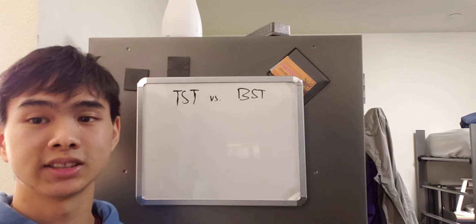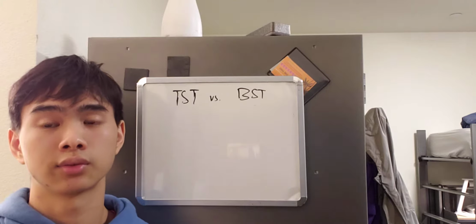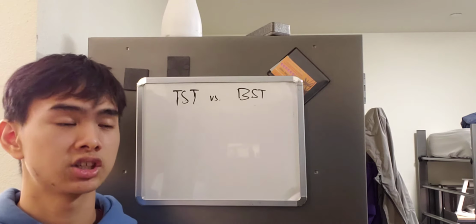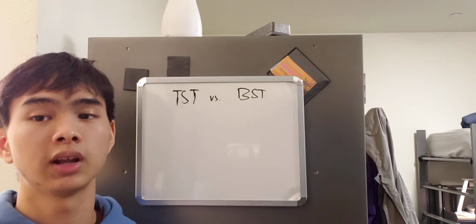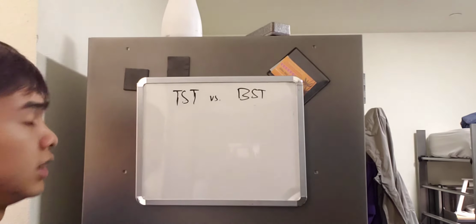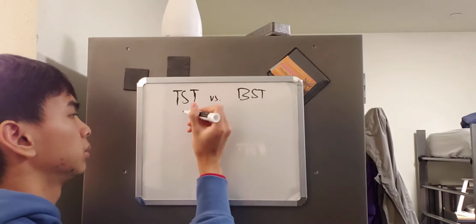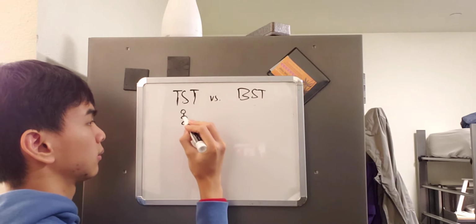TST versus BST. In this scenario, we're considering a string of length 3, and we're considering 10 strings insertion worst case for TST and BST. We want to determine the height for both of them. For TST, each node stores a character. So the first string will be 3 characters long, so 3 nodes, 1, 2, 3.